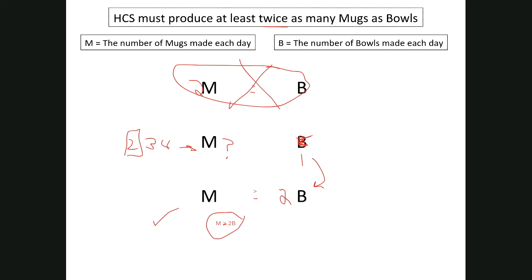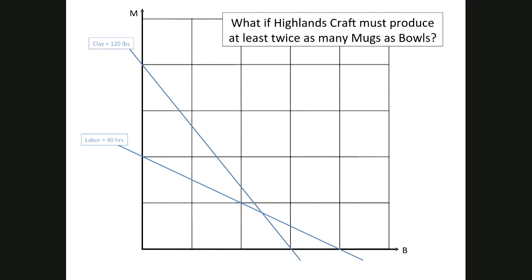And what happens to our solution? We're going to explore that a little bit on the next slide. So you remember, this is our previous problem with 2 constraints. And now we have a third constraint that we need to add, which is that m is greater than or equal to 2 times the number of bowls.